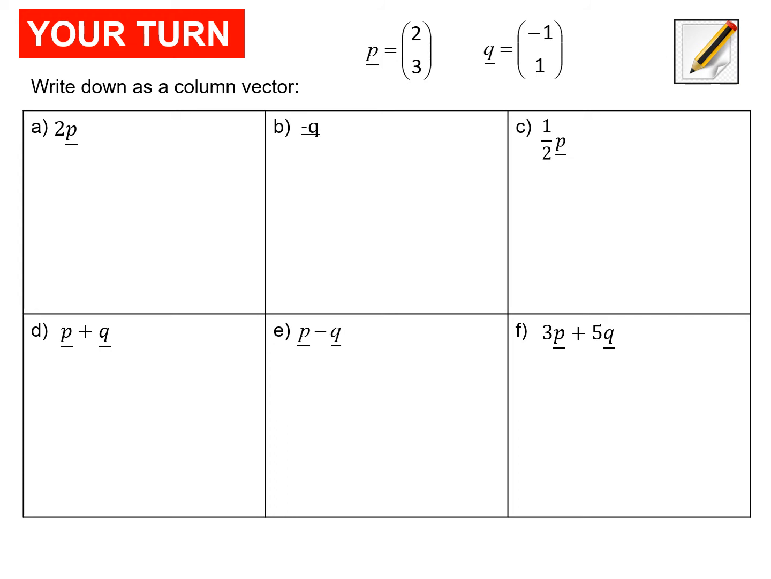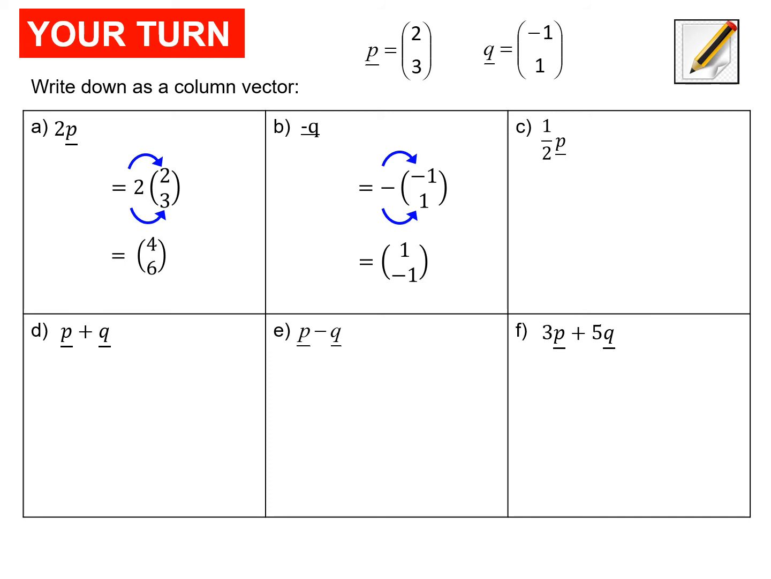Okay, let's have a look at the first example. So we have 2P. So we are going to multiply the vector (2, 3) by 2. So 2 times 2 is 4 and 2 times 3 is 6. So we end up with the resultant vector (4, 6). For the second example, we have negative Q. So we are going to multiply the vector (-1, 1) by negative 1 technically. So we're just basically swapping the signs. So this vector becomes (1, -1).